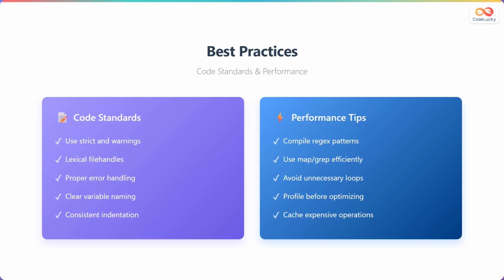Performance optimization requires strategic thinking about algorithm efficiency. Compile regular expression patterns once and reuse them for repeated matching operations. Use map and grep functions efficiently, understanding when they create new lists versus modifying existing data. Avoid unnecessary loops by leveraging Perl's built-in functions. Profile code before optimizing to identify actual bottlenecks rather than assumed problem areas. Cache expensive operations when results will be reused multiple times.